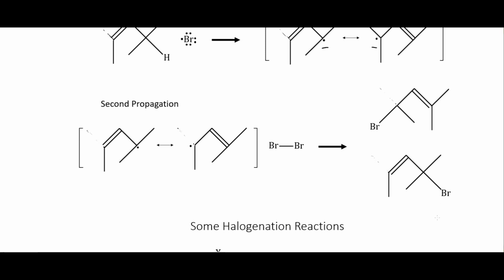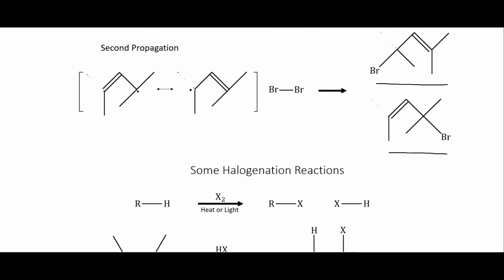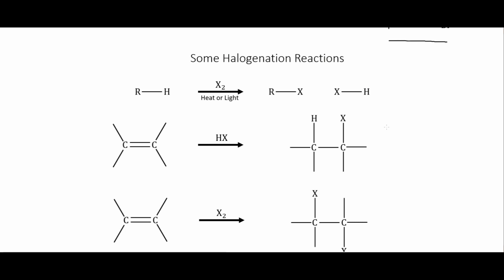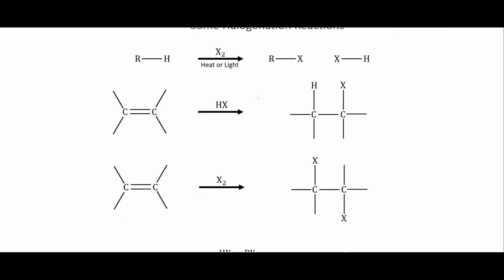Because of Zaitsev's rule, the one that's more substituted is going to end up being the major product, but we will see this one showing up as well. All right, so we have a few other halogen reactions here. These are just some very general halogen reactions.